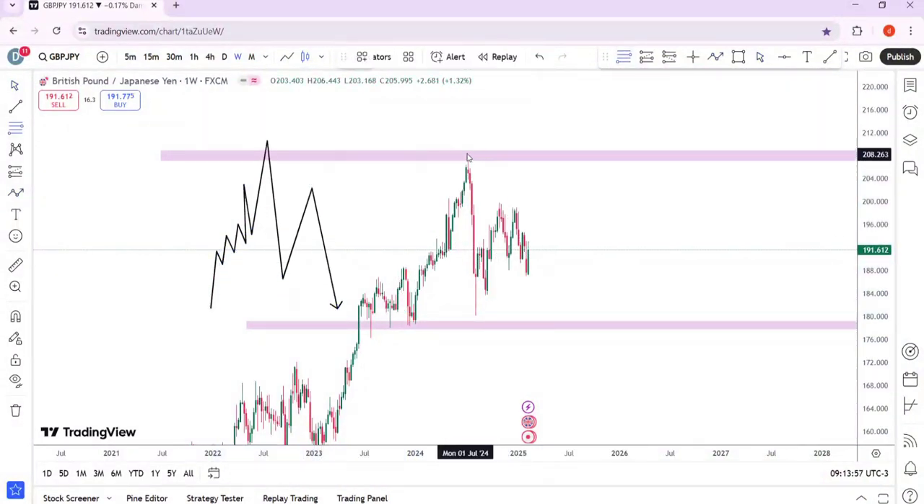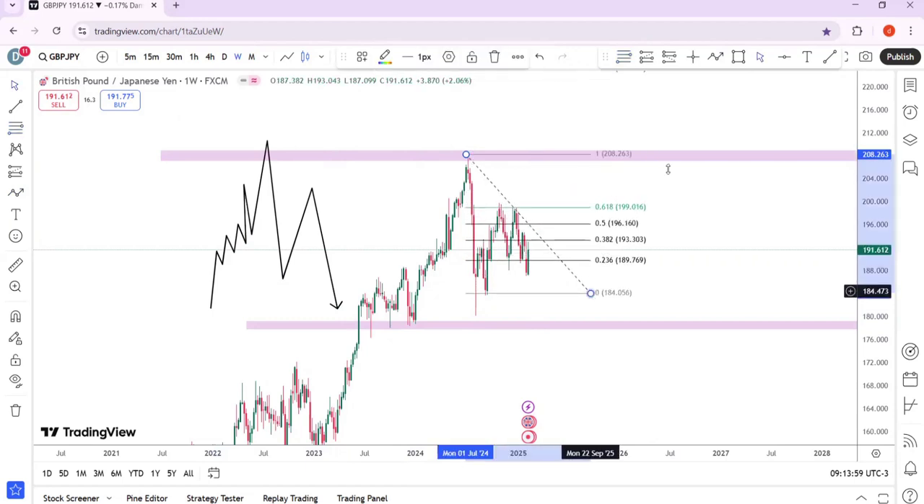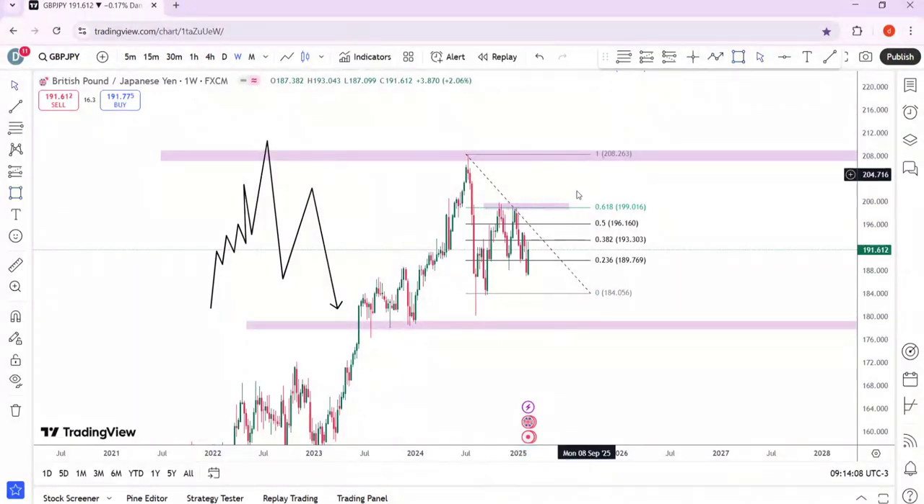Bring out our Fibonacci from the highest point right here to this low point right here. We can see that prices came around the 61.8. In fact, not once, twice again. Always remember the second touch of 61.8 always sends prices for a crazy fall, as you can see right here.